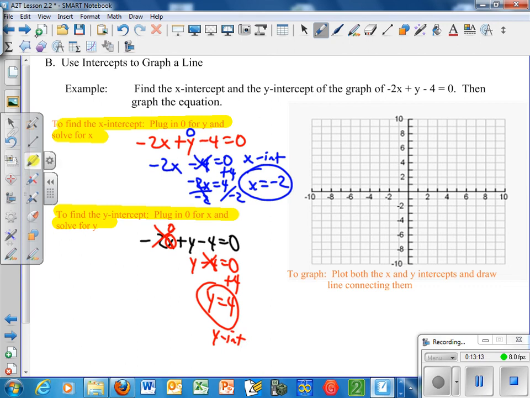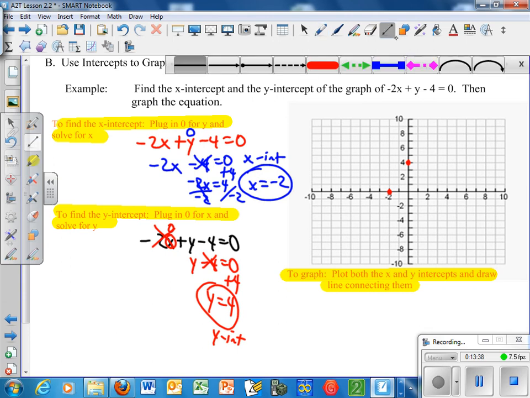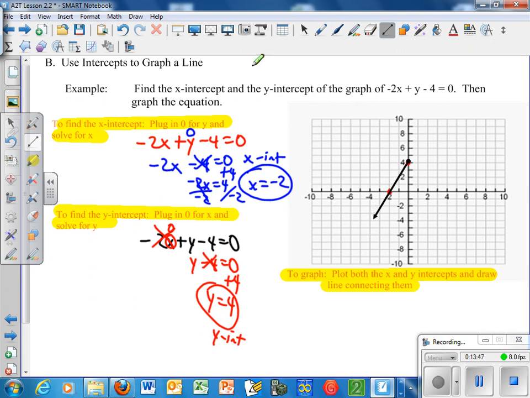Now to graph those, once you find them, it's pretty easy. To graph a line, you only need 2 points. So once you find your 2 intercepts, plot them. The x-intercept, or where it crosses the x-axis, is negative 2. The y-intercept is positive 4. And then all you really need to do is draw your line that goes through those 2 points. And let's go ahead and extend that. It would go like that. Make sure you draw arrows on both ends.